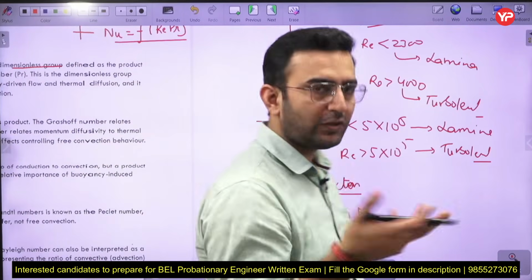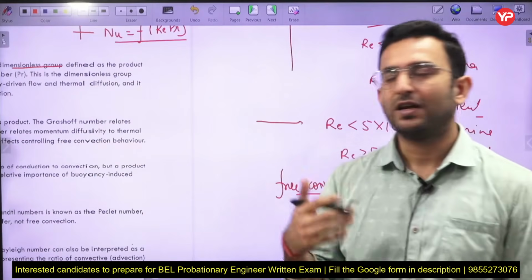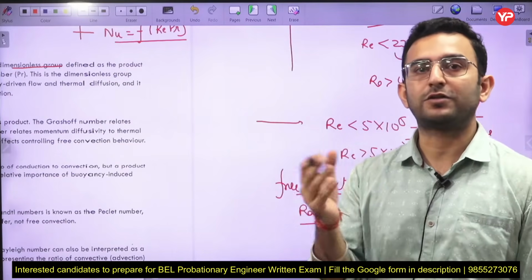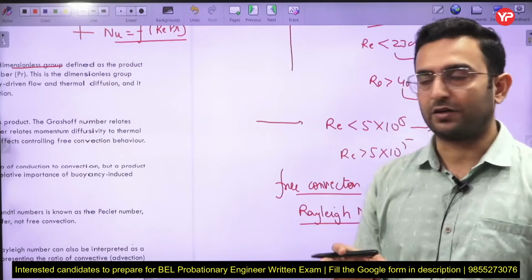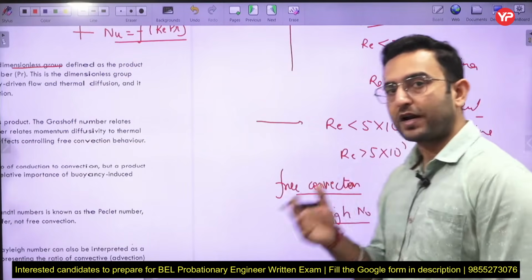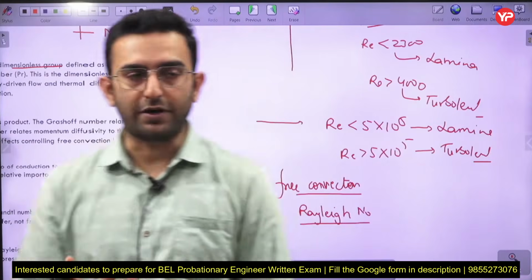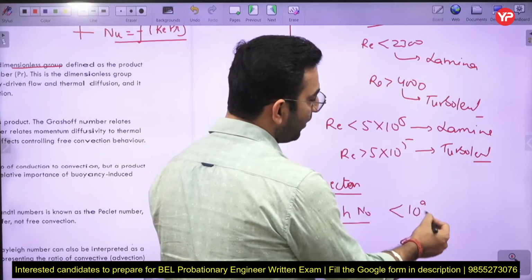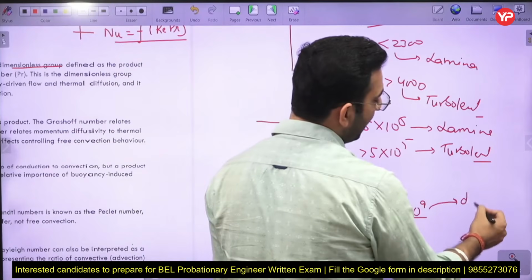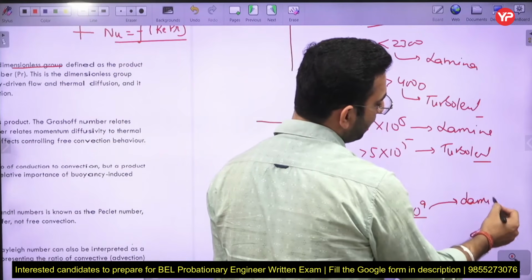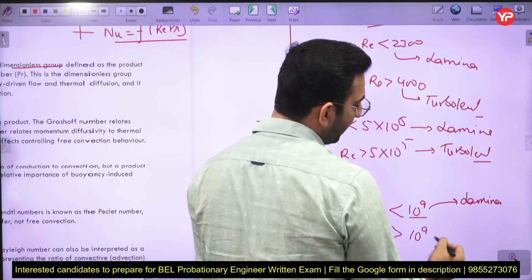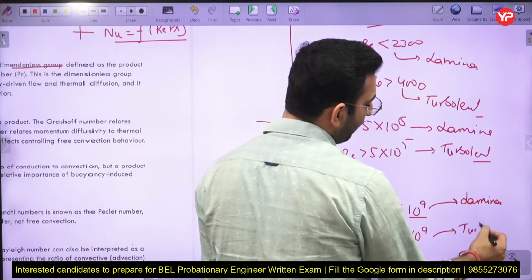Because in some sources over the internet it is mentioned that laminar and turbulent flow has been characterized on the basis of Grashof number. That is completely wrong information. On the basis of the Rayleigh number you characterize whether the flow is laminar or turbulent. When the value of the Rayleigh number is less than 10 to the power 9, we say it is a case of laminar flow. And when the value is more than 10 to the power 9, we have a turbulent flow.